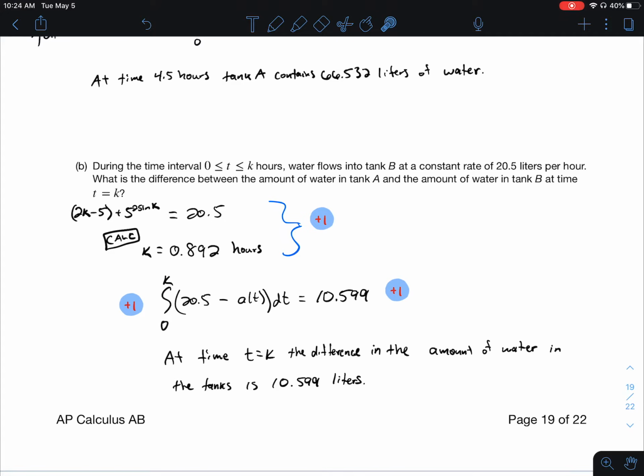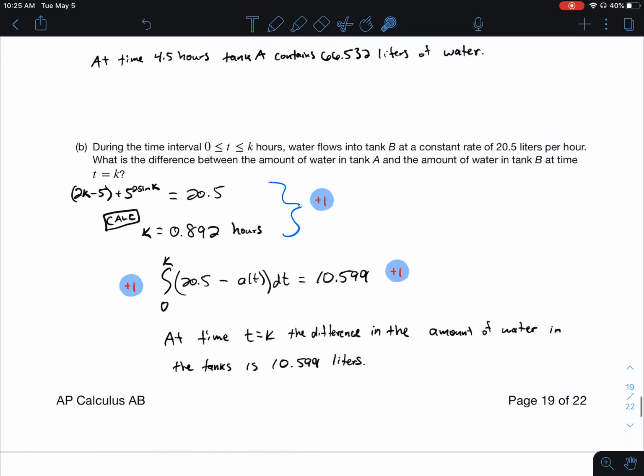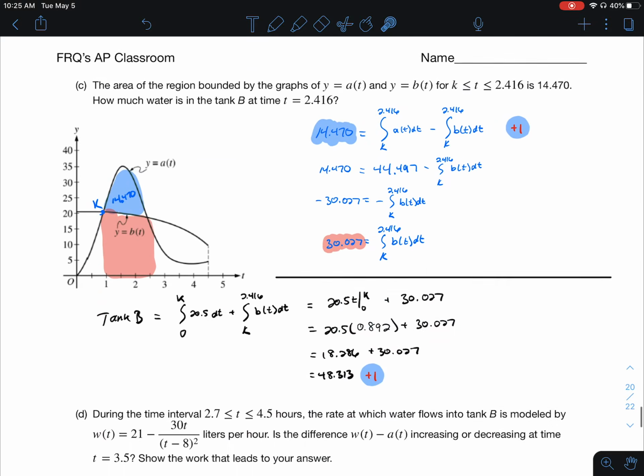So put this in your calculator. This is 20.5. This is function A. And what I would do in my calculator, I would type in, like, Y3, 20.5 minus Y sub 1, because it's likely you already had this typed into Y sub 1. Or you could even go Y sub 2 minus Y sub 1 in here. Anyhow, graph it and then integrate from 0 to 0.892, and I believe you're going to get 10.599. At time t equals k, the difference between the amount of water in the tanks is 10.599 liters.